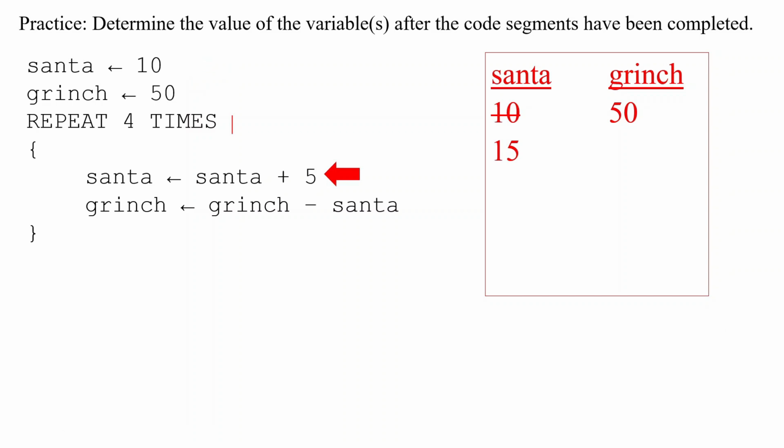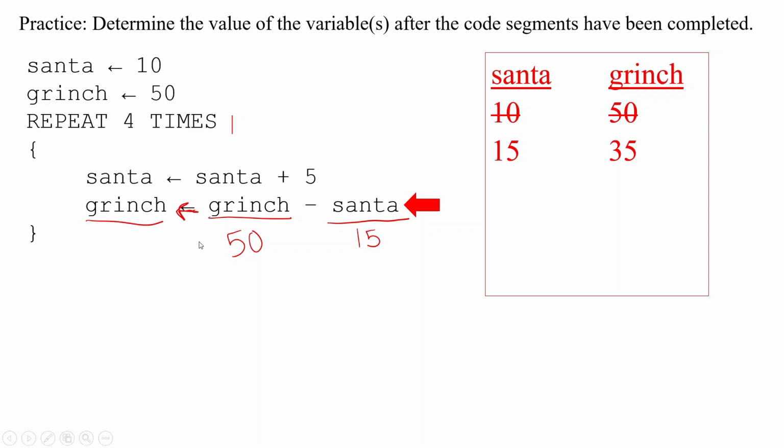So you can see my tally marks starting here, just to keep track of the fact that I'm repeating these 2 lines of code in order 4 times. So the first line of code, Santa, the current value 10, gets 5 added to it and becomes 15, and that becomes the new value of Santa. The second line takes the current value of Grinch, which was 50, and subtracts the value currently stored in Santa, which is 15, because it was changed in the line right before this. So 50 minus 15 is going to give us 35, and we store that in the variable Grinch.